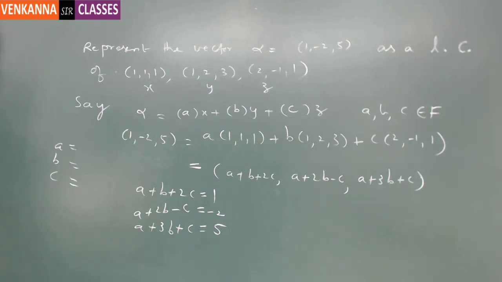So minus 6, 3, 2 are satisfied by all the three equations. Agreed? Right. So A is equal to minus 6, B is equal to 3, C is equal to 2.